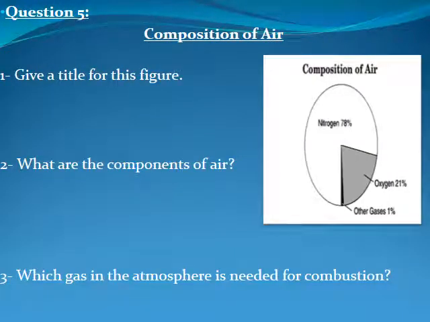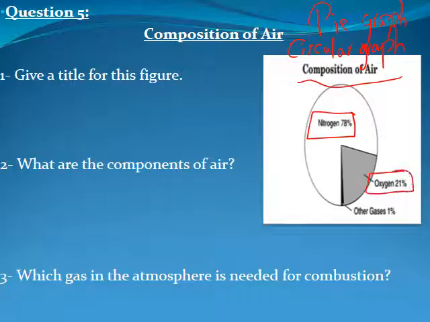Question number 5. Composition of air. This circular graph is called a pie graph or circular graph. What does this graph show? This graph shows the composition of air. It contains 78% nitrogen, 21% oxygen, and other gases represent only 1%.